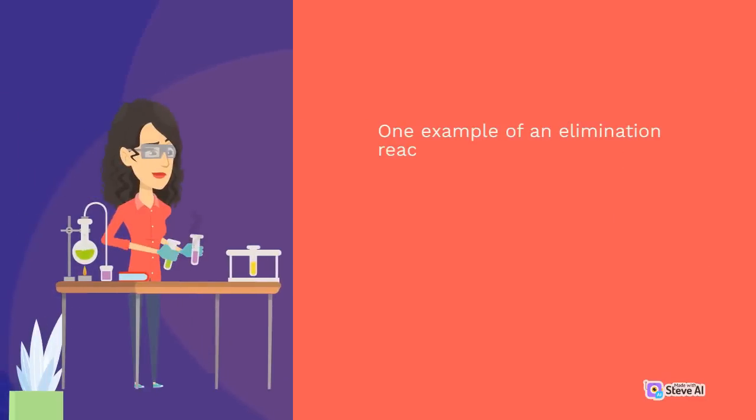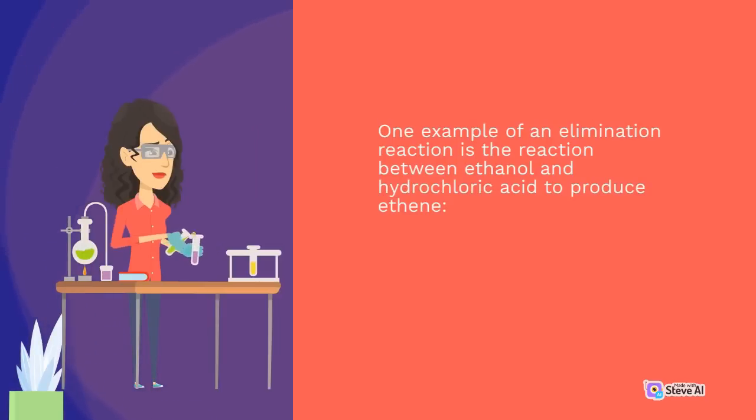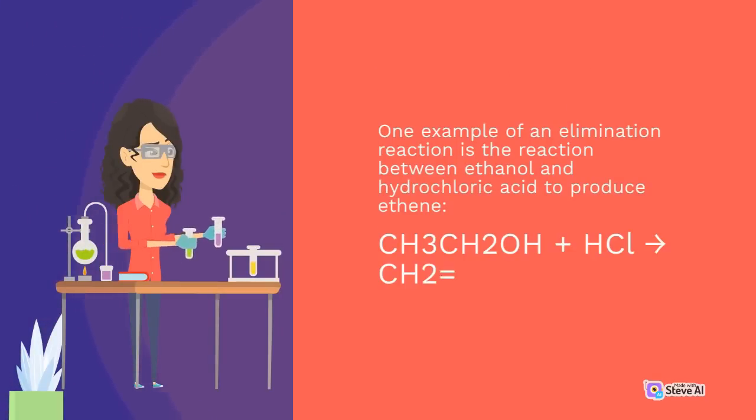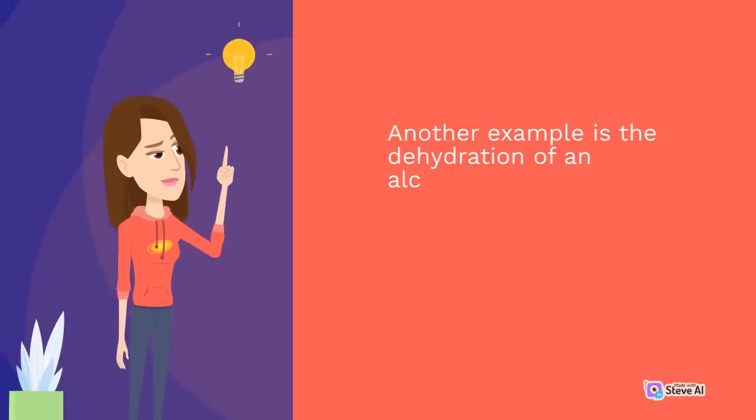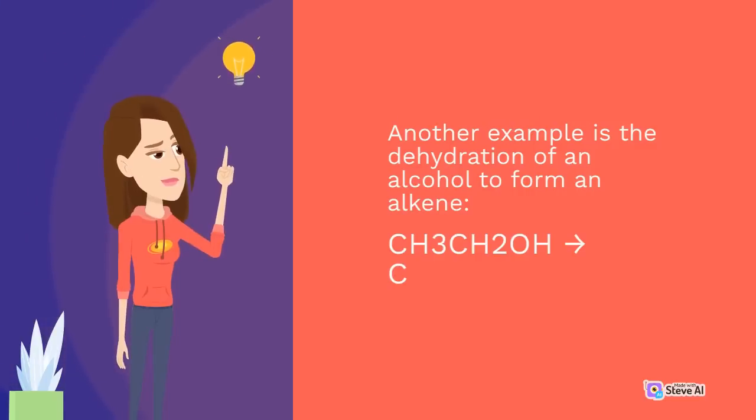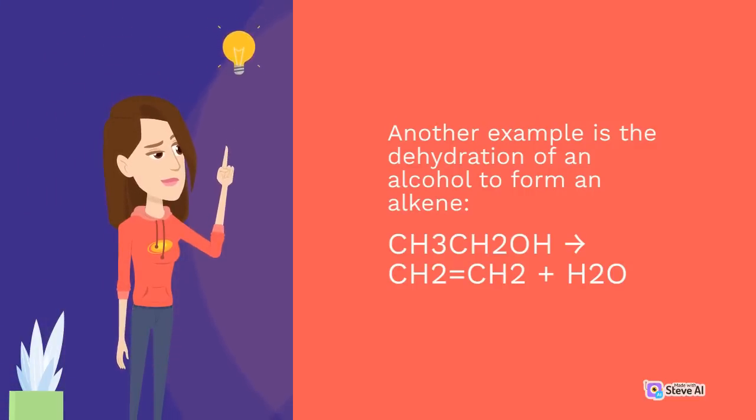One example of an elimination reaction is the reaction between ethanol and hydrochloric acid to produce ethene. CH3CH2OH + HCl → CH2=CH2 + H2O. Another example is the dehydration of an alcohol to form an alkene. CH3CH2OH → CH2=CH2 + H2O.